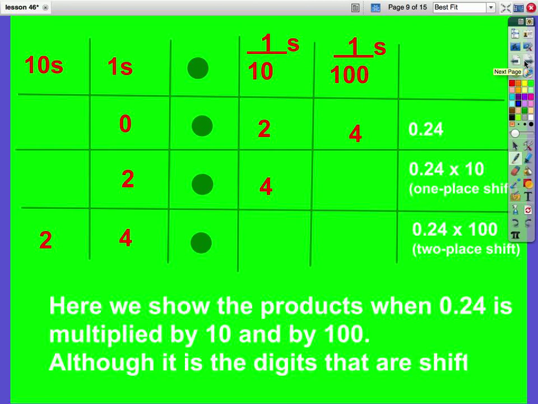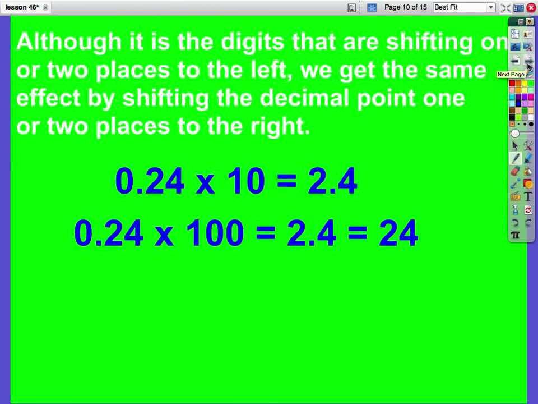Okay. Same thing works for decimals where we're shifting the decimal point to the right. So this is 24 hundredths. 24 hundredths times 10 turns into 2 and 4 tenths, and 24 hundredths times 100 turns into 24. So although it is the digits that are shifting 1 or 2 places to the left, we get the same effect by shifting the decimal point 1 or 2 places to the right. So the numbers are shifting this way to the left, our decimal is shifting to the right.